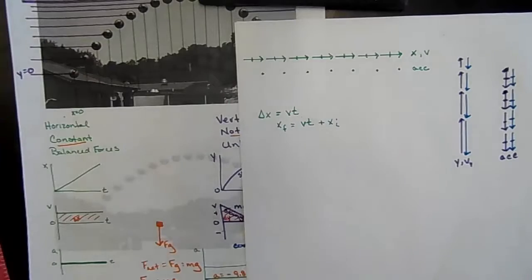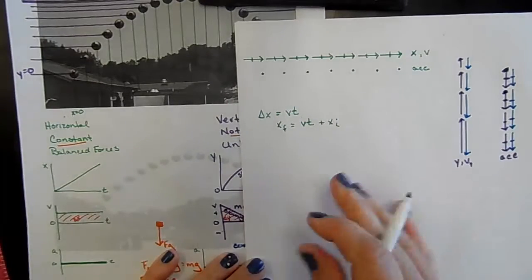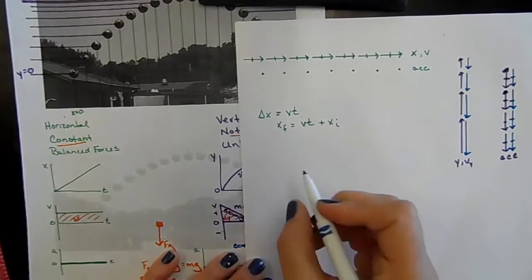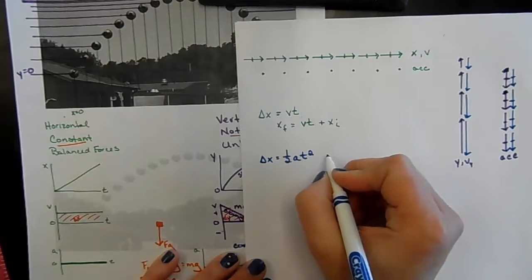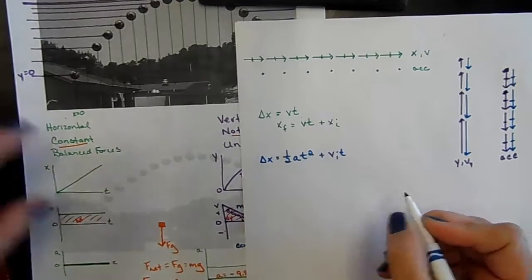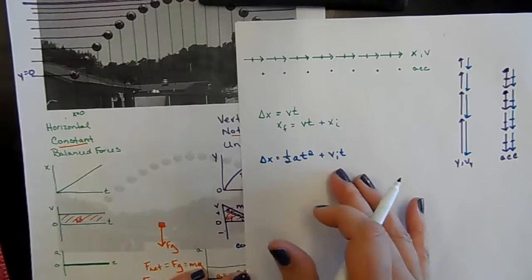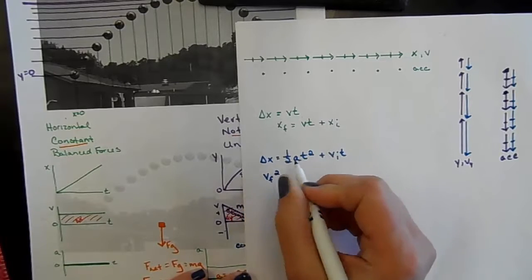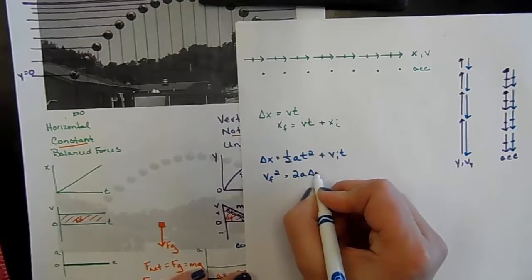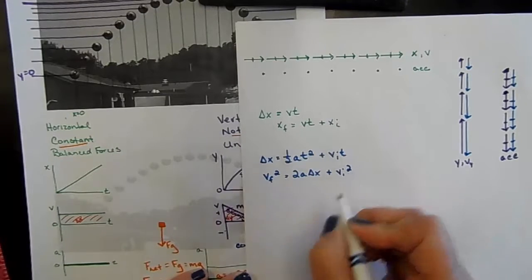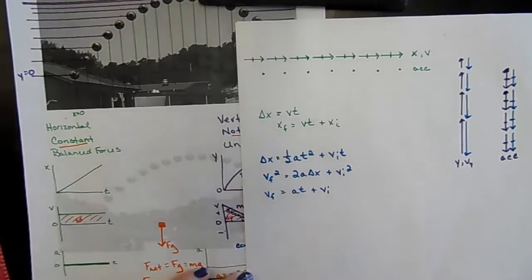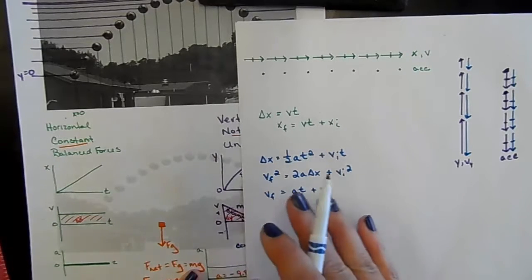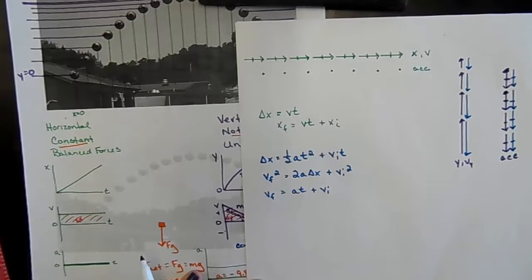In the y direction, we can use the same kinematics equations that we used before. So we have our change in position is equal to 1/2 of the acceleration times t squared plus v initial times t. That was one of our kinematics equations from our acceleration unit. We also had final velocity squared was equal to 2a delta x plus initial velocity squared. And then we also had velocity final was equal to acceleration times time plus the initial velocity. So we had these three equations from our acceleration unit. When we talked about those unbalanced forces, we talked about how those particular equations could be used.